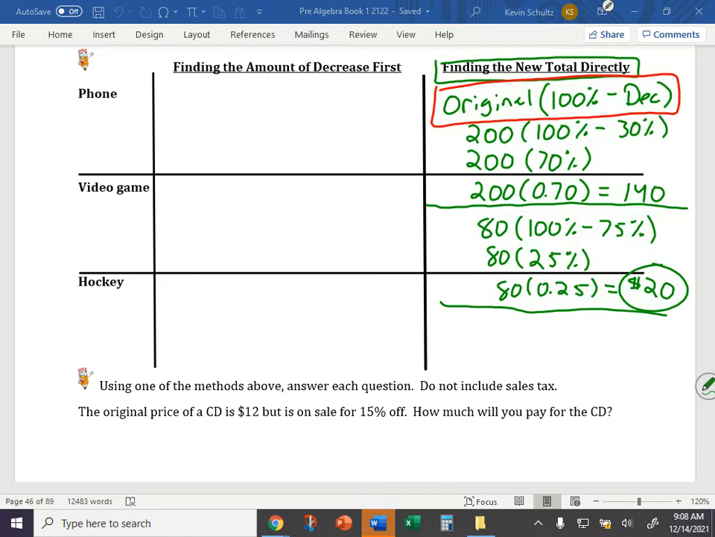What's our original goals per game against average? 3.7. And you want to decrease that by 24%. So we subtract 24% from 100%. We want it to go down. We want to decrease that amount. Which means we're multiplying 3.7 by 76%.